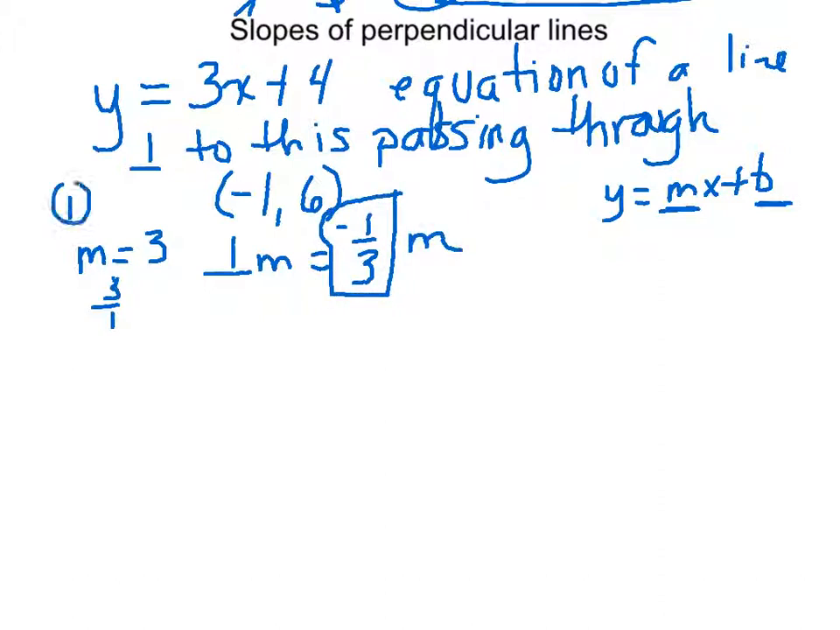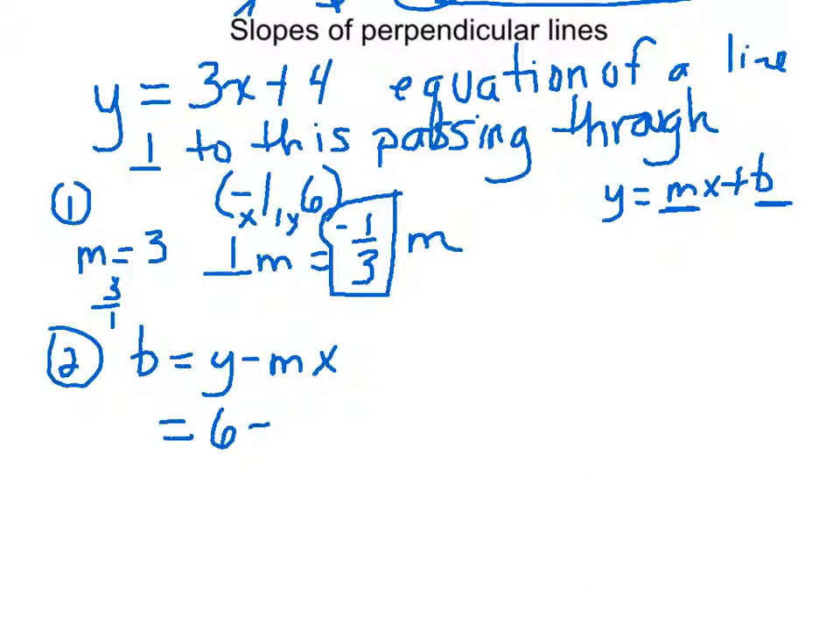That's our first step. Second step, we need to find our y-intercept, and there is a formula that you can use for that. It's b equals y minus mx, and they gave us an ordered pair. So that can help us. If we label that ordered pair appropriately, where -1 is the x and 6 is the y, that gives us an x and a y to plug into this equation I just wrote. So the y value is 6 minus, what was the m we just got? -1/3, because we want to use the perpendicular slope, times the x value, which is -1.